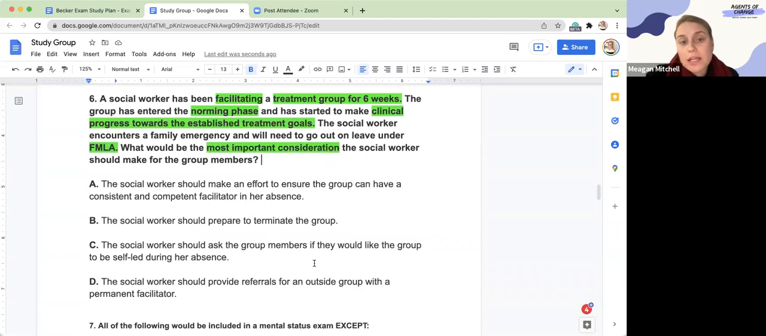A, the social worker should make an effort to ensure the group can have a consistent and competent facilitator in her absence. B, the social worker should prepare to terminate the group. C, the social worker should ask the group members if they would like the group to be self-led during her absence. Or D, the social worker should provide referrals for an outside group with a permanent facilitator. What do we do and why? This does get into the code of ethics. I think some people are bringing up some really good things.